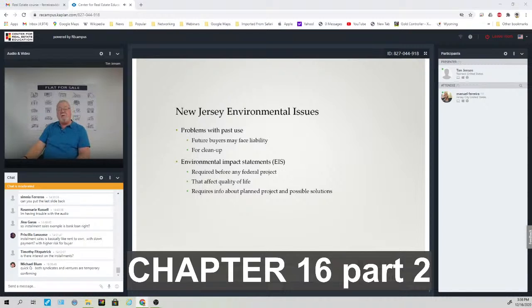Now, under environmental issues, what if there was problems with past use of the property? In other words, someone had littered and there's toxic waste on the property. Well, if you can't find those old owners or they're long gone and you just found out the problem, you may not have recourse to the sellers of the property or the current owners. So what you're going to do is say, Mr. Buyer, you may be responsible for the cost of these cleanups. And if so, then the buyer is responsible for the cost of cleanups.